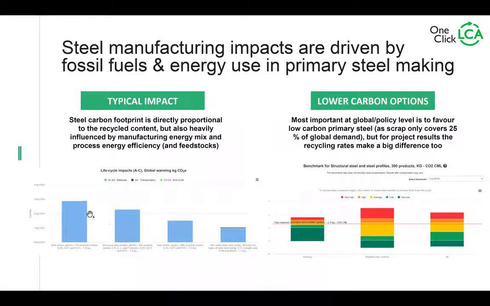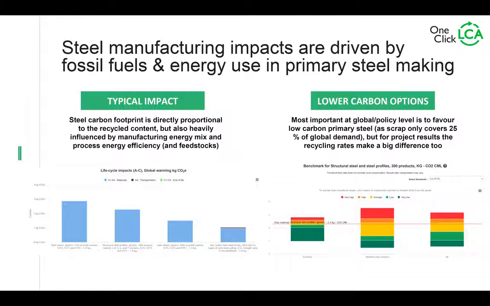So the impacts are directly driven by the primary steel, because recycled steel reprocessing is much more energy efficient. To some extent it's influenced by other feedstock, but it's predominantly influenced by the manufacturing energy mix and the process energy efficiency. So steel from Europe and China does have different impacts, most certainly, already at the manufacturing. And then if you consume it in Europe and you add transport from China, you are again penalized for the transport.